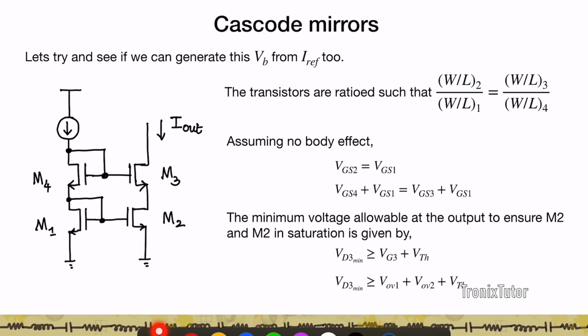So this is a very short video on mirrors and how they are used. We'll see later on how these mirrors keep appearing in all circuits, and hence understanding how mirrors work is critical to understanding analog circuits.